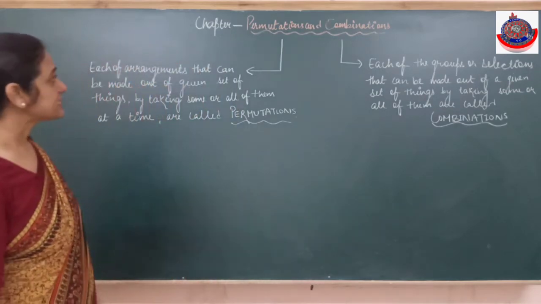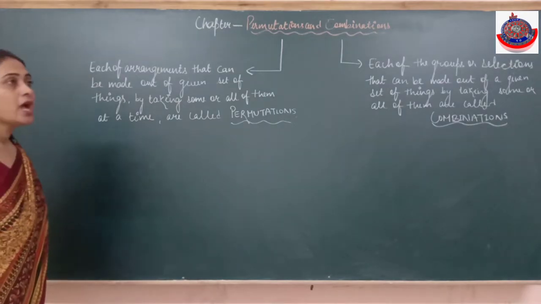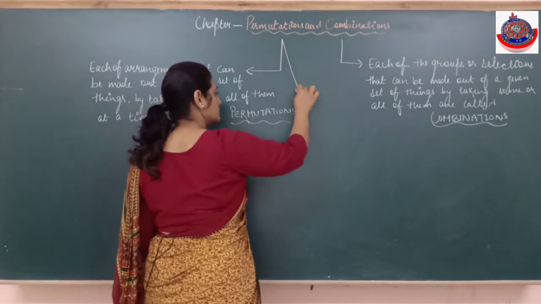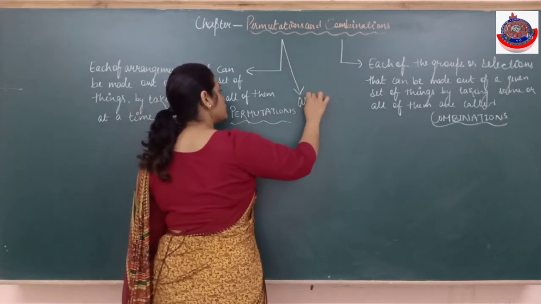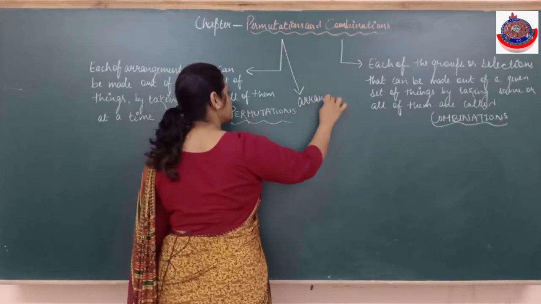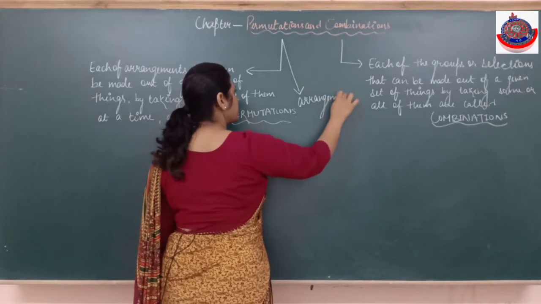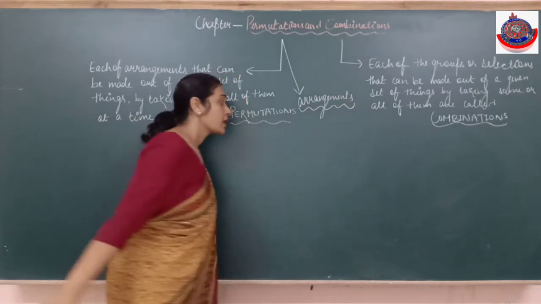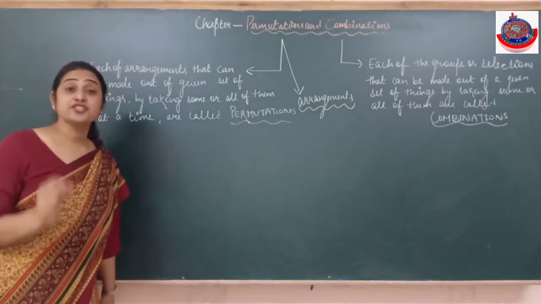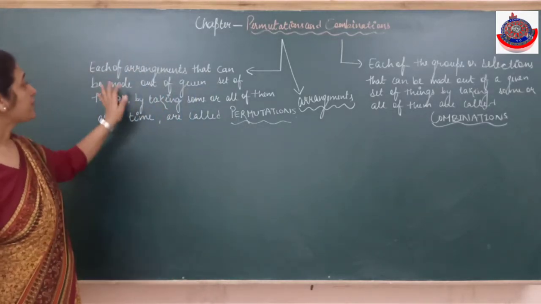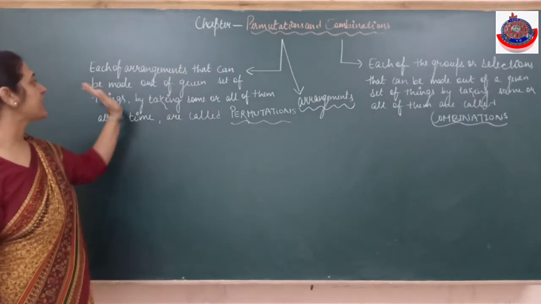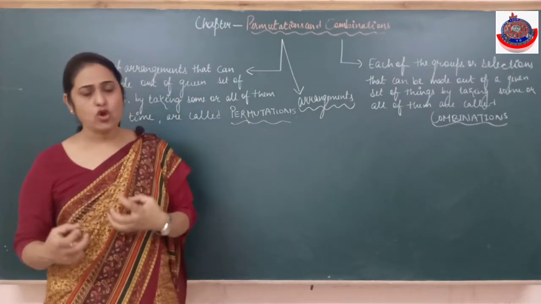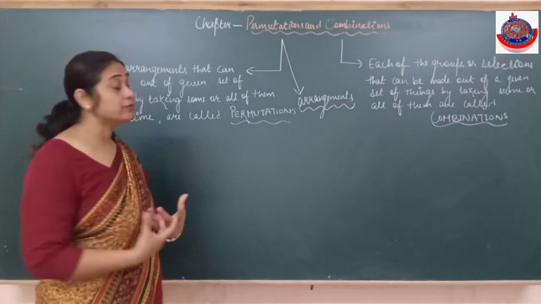Alright, so let's see the definition. What is permutation? Permutation means arrangement. Clear? So that means each of the arrangements that can be made out of a given set of things, either taking some or taking all at a time, is called permutation.